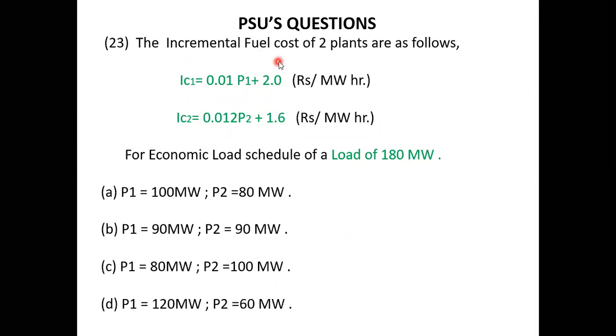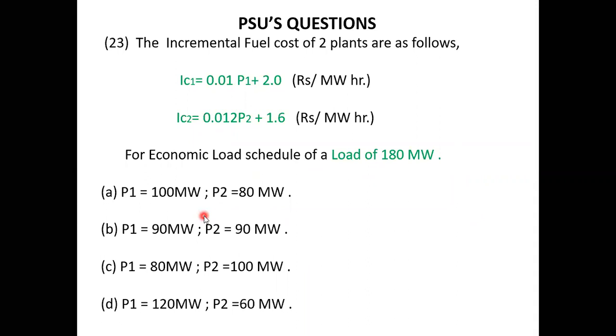So here the incremental fuel costs of the two plants are as follows, that is IC1 and IC2. And the economic load schedule of a given system is 180 megawatts. This is nothing but the total load, equal to 180 megawatts. So how many power plants are we taking here? 2 power plants. When you add these two, definitely you must get 180 megawatts. This is our first point.